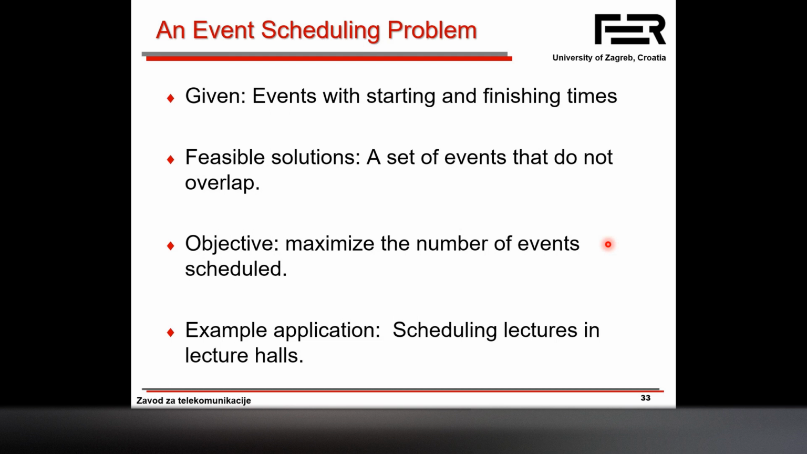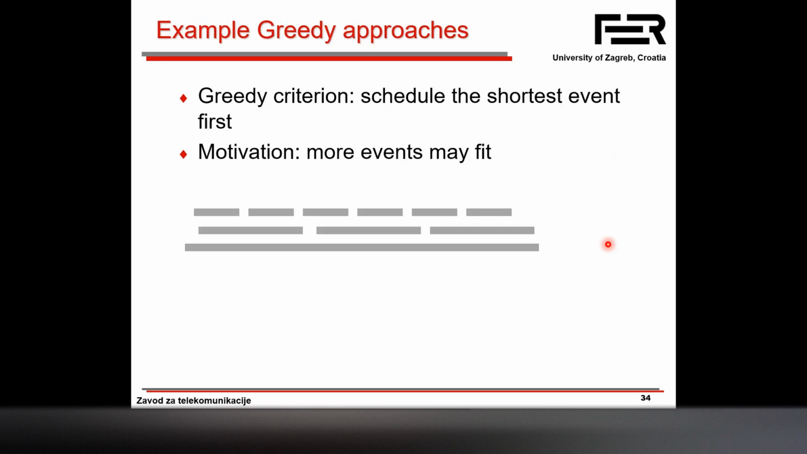As an example, let's say we want to schedule lectures in lecture halls, so we can't have 2 lectures in the same hall at once. Let's illustratively look at some different greedy approaches. Let's say our greedy criteria is to schedule the shortest event first. So we start with the shortest events, and then fill in more events as they appear. The gray colors are the actual events when they take place, assuming this is a timeline, so time goes from left to right. These are the durations of the different events.